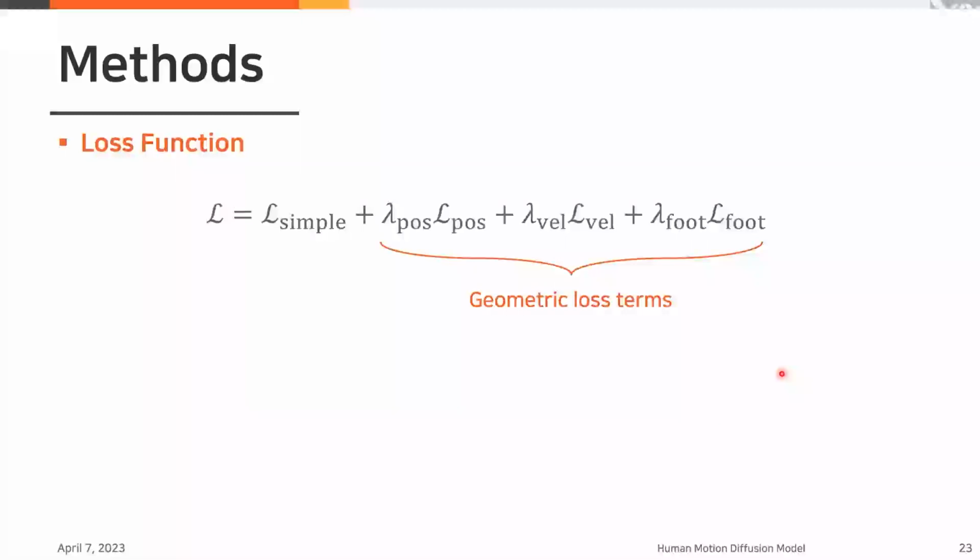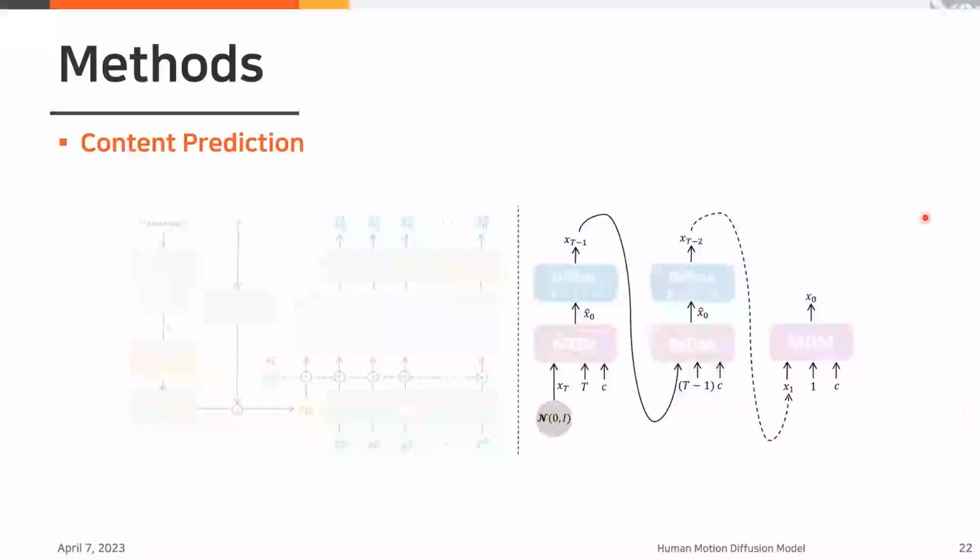So again, here is the loss function, and here's why content prediction is beneficial in the motion domain. The authors' proposal is that content prediction is beneficial, especially in the motion domain, because geometric losses like predicting the rotation, position, or velocity can help the network learn the geometric structure of the motion. In the entire denoising step, all the x hat zeros are used for the geometric losses because it is a content prediction. If it was a noise prediction, all the intermediate values would be noise, which makes using geometric losses impossible because it is noise, not a motion.